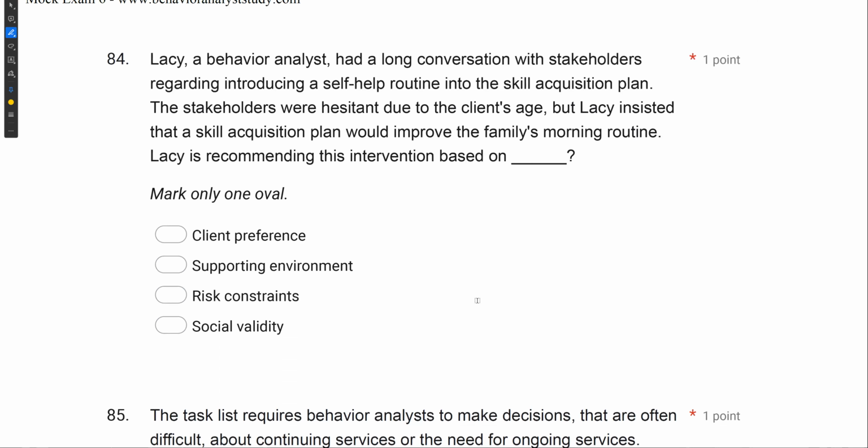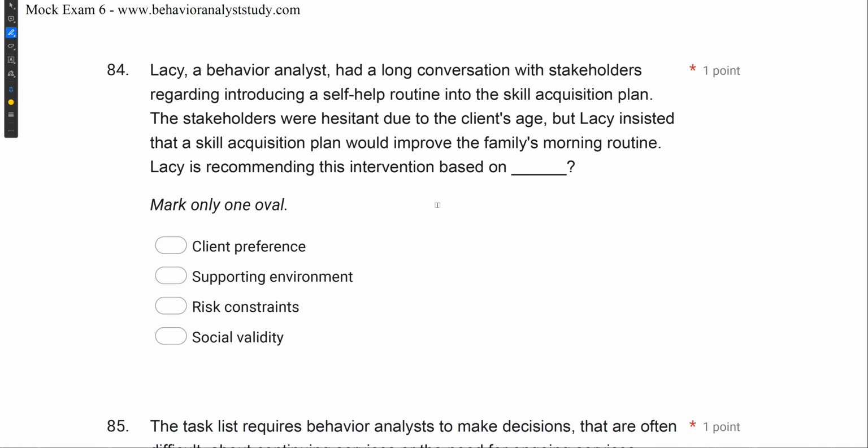84. Lacey, a behavior analyst, had a long conversation with stakeholders regarding introducing a self-help routine into the skill acquisition plan. The stakeholders were hesitant due to the client's age, but Lacey insisted that a skill acquisition plan would improve the family's morning routine. Lacey is recommending this intervention based on what? Why is Lacey, a behavior analyst, recommending her intervention? What reason? Well, we know, right? Don't jump to the answer choices. Understand the question first. We know she had a long conversation with stakeholders, the self-help routine into the plan.